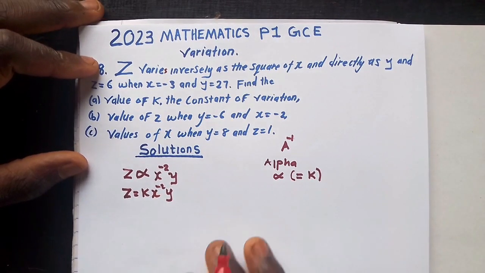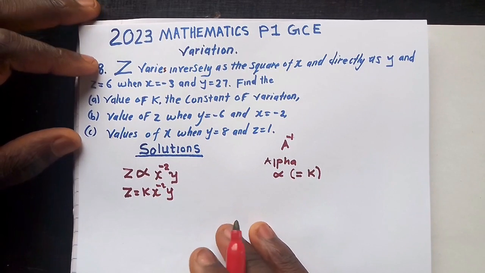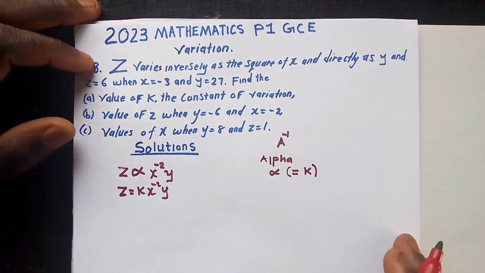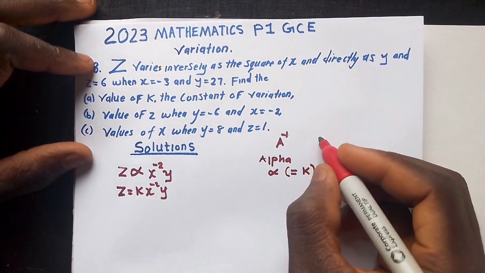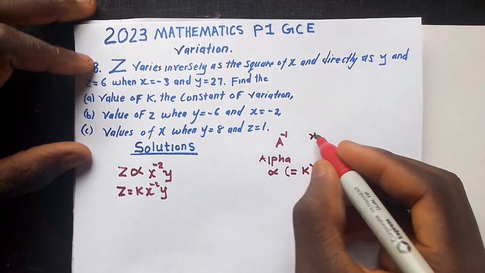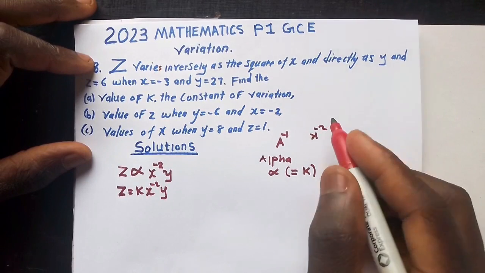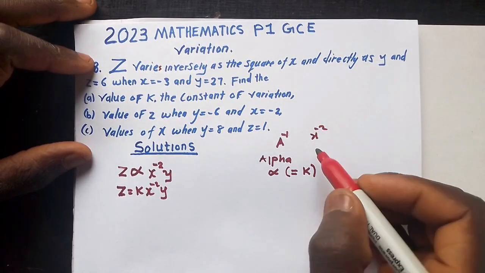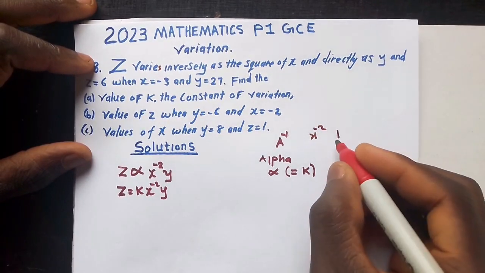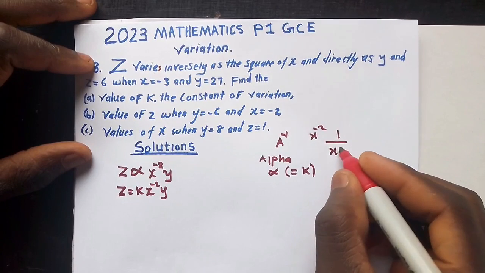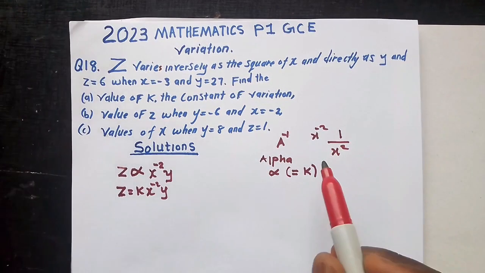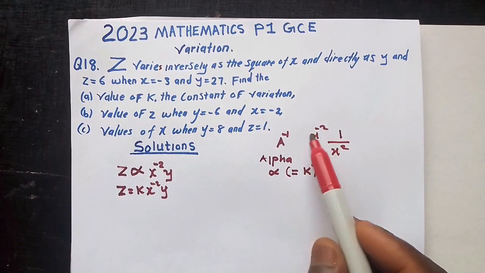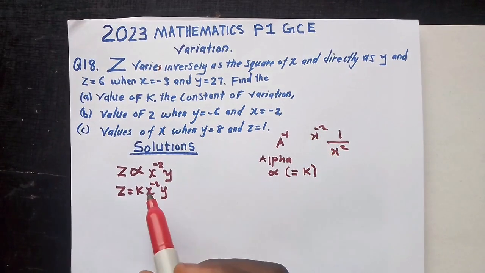Now, as a mathematician, you have learned about indices. For you to change this variable, which is x to the power -2, into a positive index, you are going to say 1 over x to the power 2, which means you have eliminated the negative from this number here. Okay. So I'm going to do the same thing here.